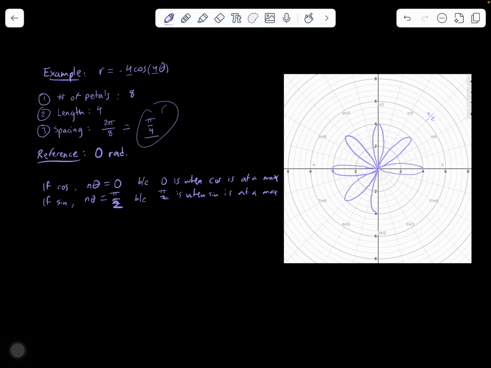So on our last petal, we should see that our number of petals should match up with what we calculated earlier. 6, 7, and 8 is what we calculated. So here's how we do a rose curve graph for negative 4 cosine 4 theta.